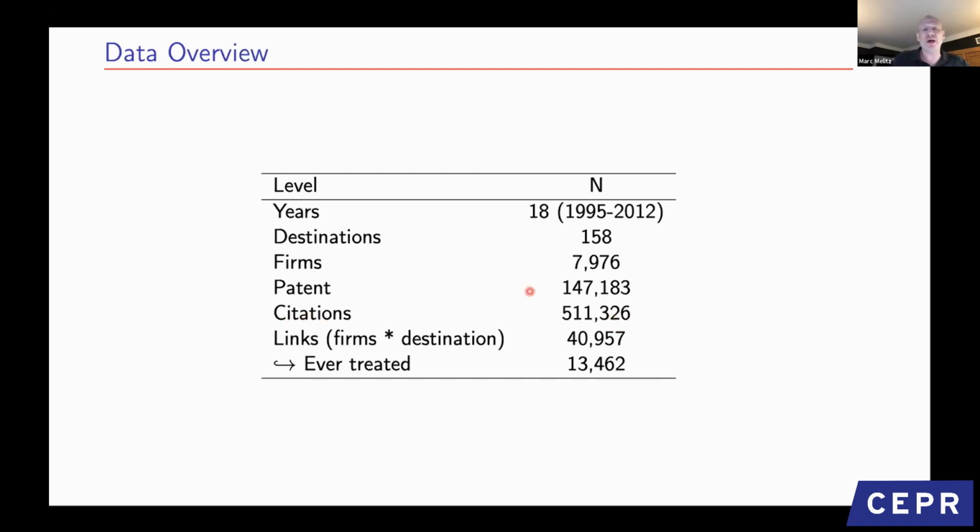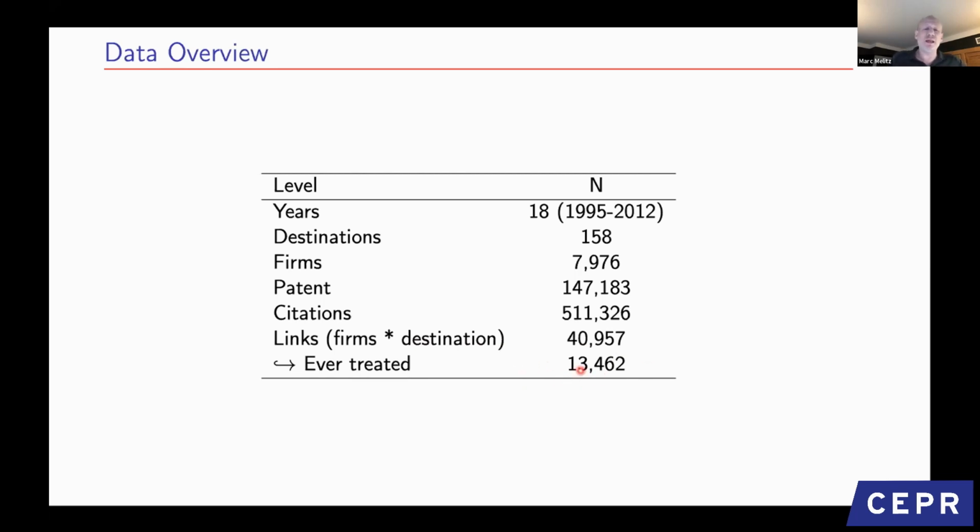So roughly a 3-to-1 ratio between the two. I'm going to talk a lot about these firm destination links. There's a lot of ways of measuring the untreated one, so let me just focus on the treated one.